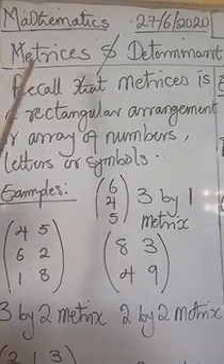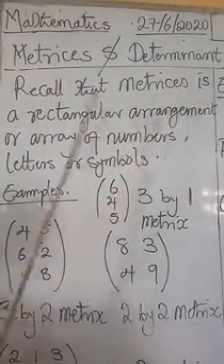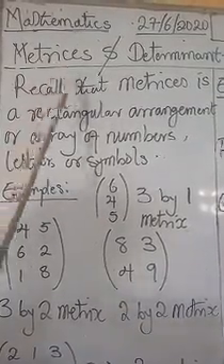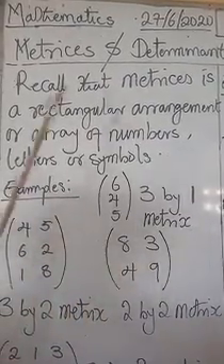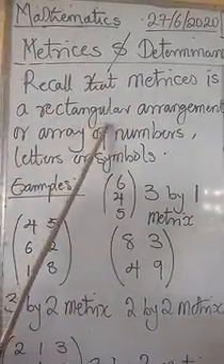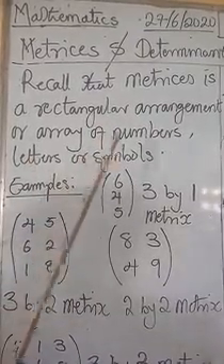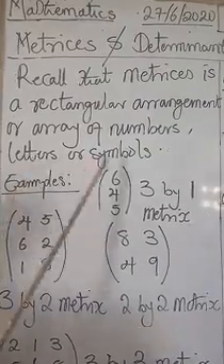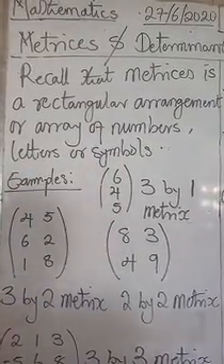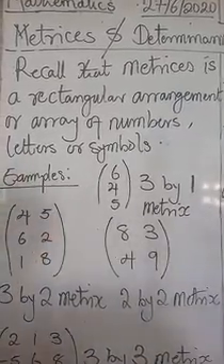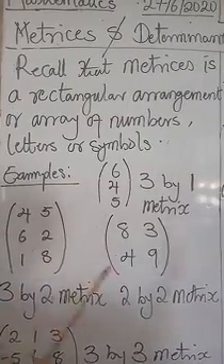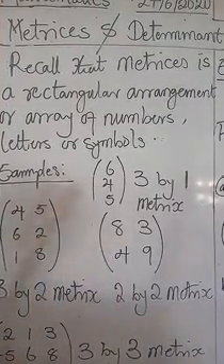So now we have matrices and determinants. We will see how to solve this matrix first before we go into determinants. Recall that a matrix is a rectangular arrangement or array of numbers, letters and symbols. So you can use numbers, letters, and symbols to arrange. Now we see different ways in which you can arrange numbers or letters or symbols.